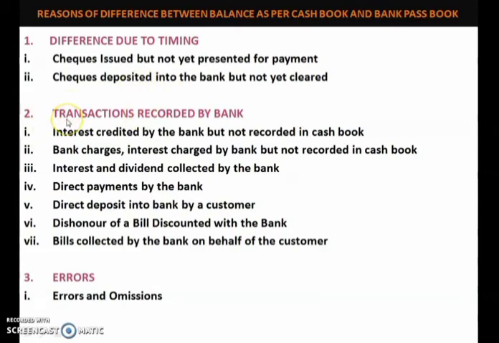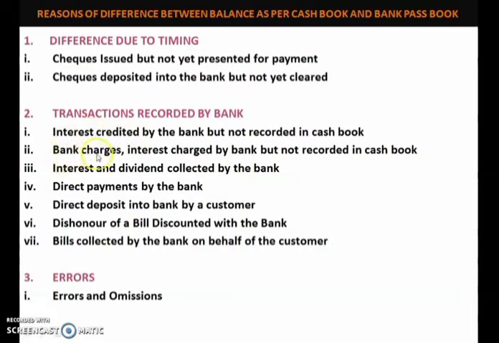Next, the reason of difference between these two balances are transactions recorded by the bank. For example, interest credited by the bank but not recorded in the cash book. You know that when we deposit cash in the bank, they provide us with interest. For example, if we are depositing a fixed deposit, they will provide interest on that, but that will be recorded in the passbook. But in our cash book, it will not be recorded. So that difference we will find at the end of the accounting period.